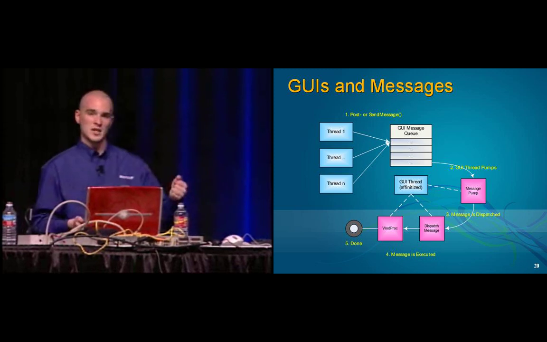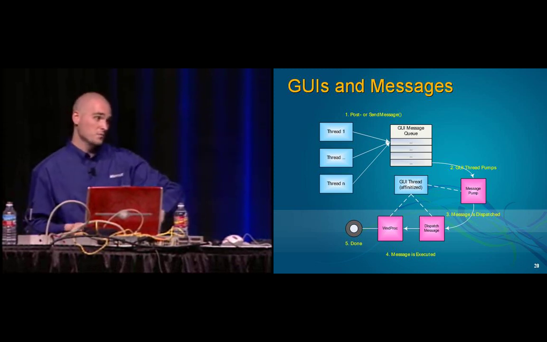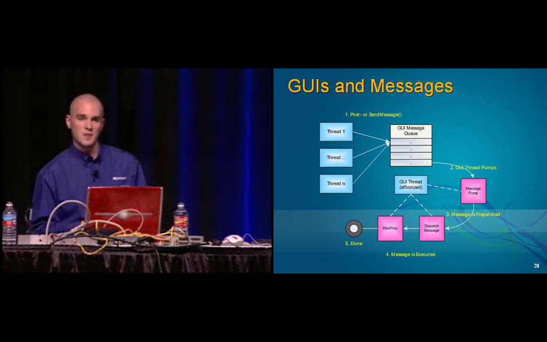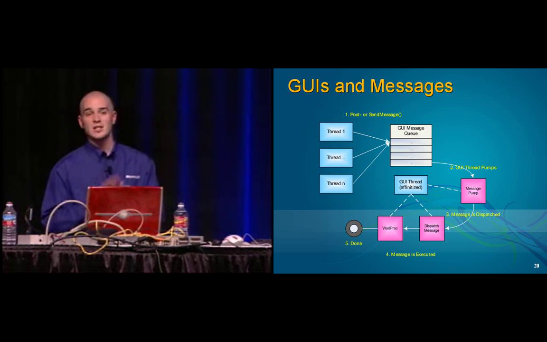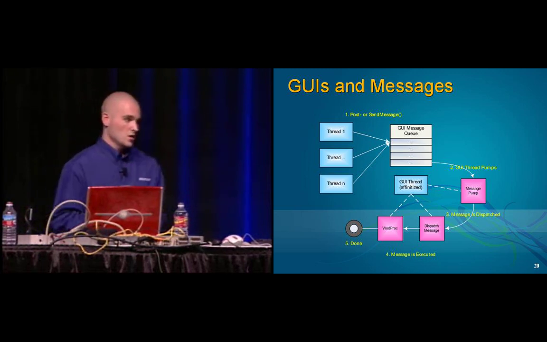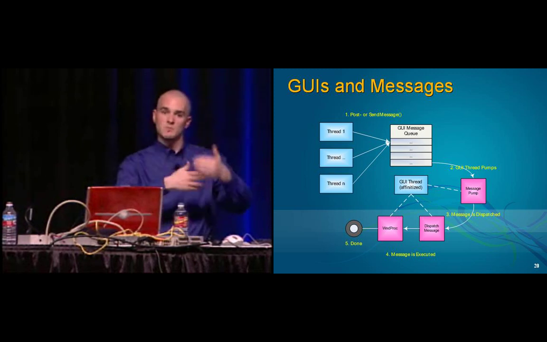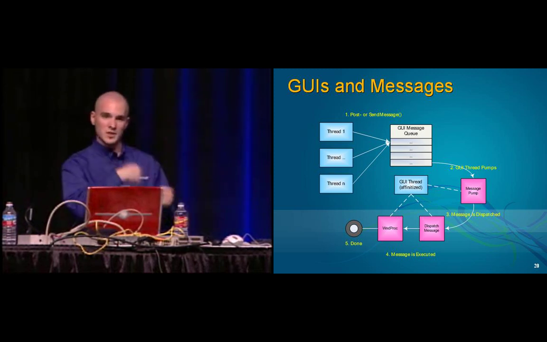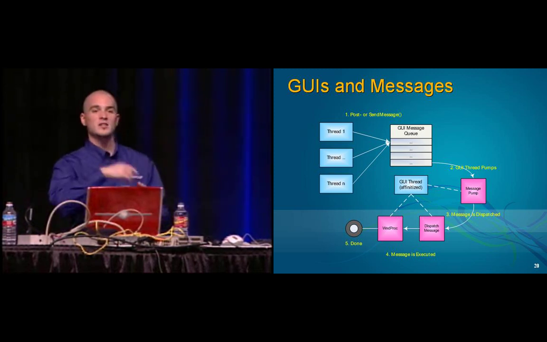Well, you see number 1 here in the flow. They either post or send a message. What this does is just enqueue a message. And then the GUI thread has this message pump where it's looking, is there something to process in the queue? If so, then go ahead and dispatch it.